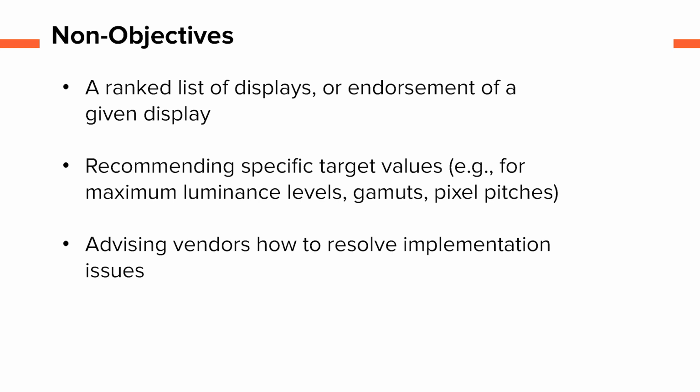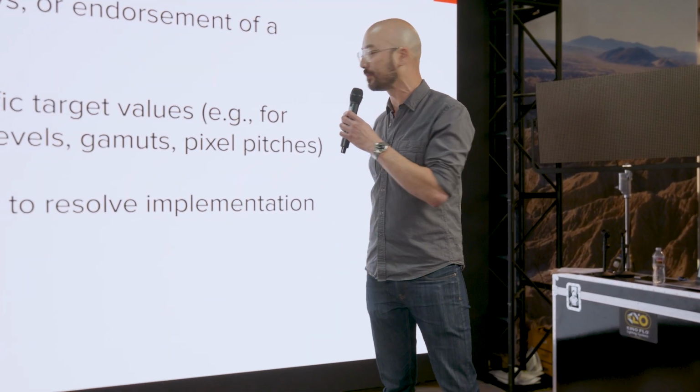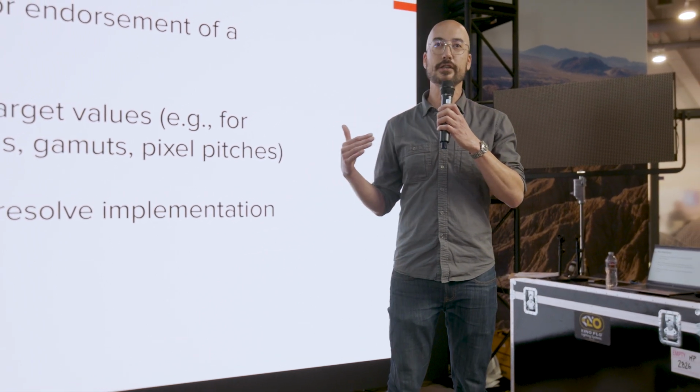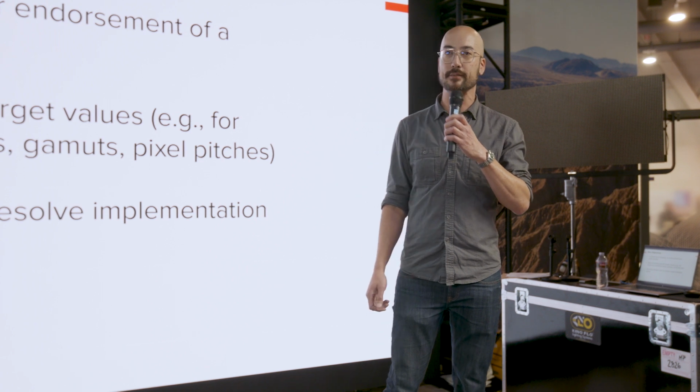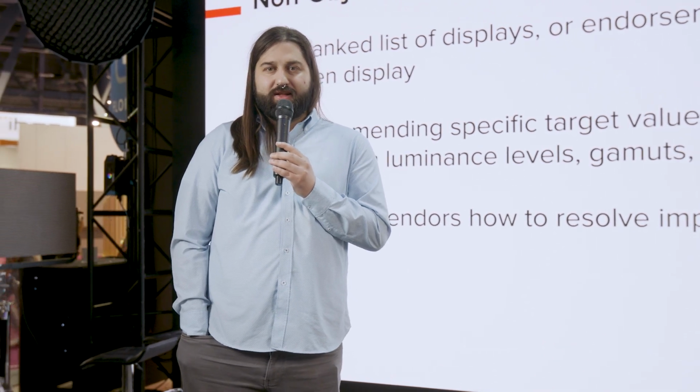So as ETC, there's some objectives we're not trying to do here. We're not trying to provide a ranked list of panels. We're not the police of panels or recommending a given display. What we are recommending is specific target values or capabilities to achieve for use in this space. And we're also not looking to advise vendors on how to resolve implementation issues or improve their panels. That's their secret sauce. We just want to see how to evaluate their secret sauce and make sure it's doing what we're expecting. Yeah, let's figure out what a good LED panel should behave like and how it should perform.